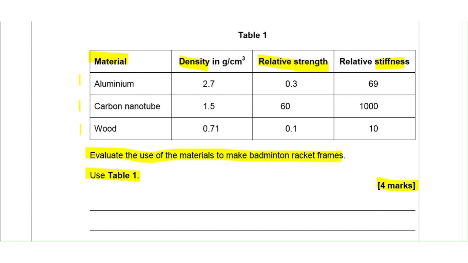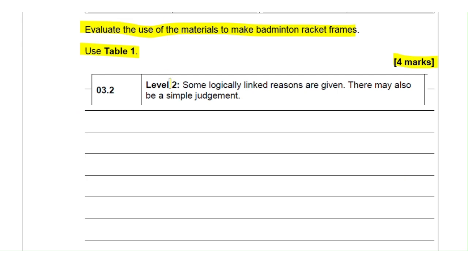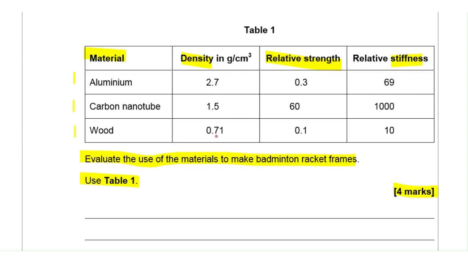It's also a levelled response, and for level 2, which is 3 or 4 marks, some logically linked reasons are given, but there may also be a simple judgment, hence the evaluate. Let's look at density. Wood is light because it's got a density of 0.71 grams per cubic centimetre, whereas aluminium looks too heavy, that's 2.7 grams per cubic centimetre.